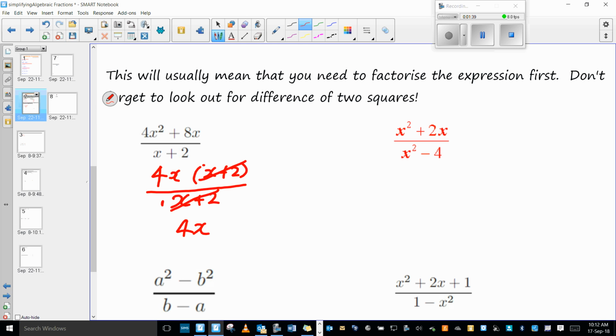If we end up cancelling things and there ends up being 1 on the numerator, you do need it. So that's the reason I'm saying it now. Just don't always ignore the 1s.